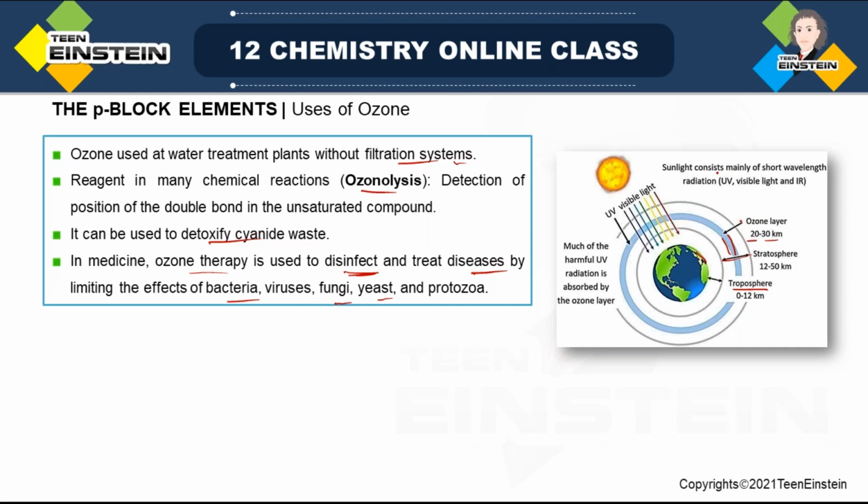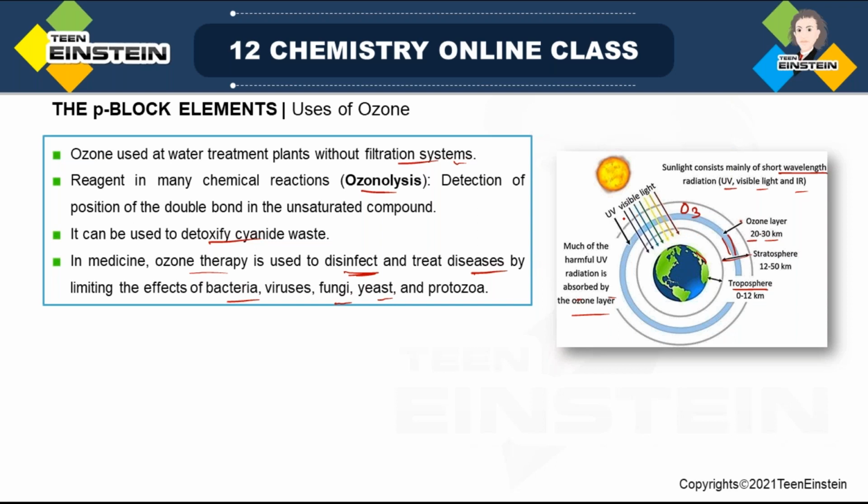Now, the sunlight that is coming towards us has different wavelengths, short wavelength, long wavelength. Now the short wavelengths, that is the UV, visible light, and then IR, what happens? All these different wavelengths are present, but the UV ray is actually harmful for us. Much of the harmful UV radiation is absorbed by the ozone layer. Because of the presence of this ozone layer, that is this blue circular band that you are seeing, it can absorb the UV radiation.